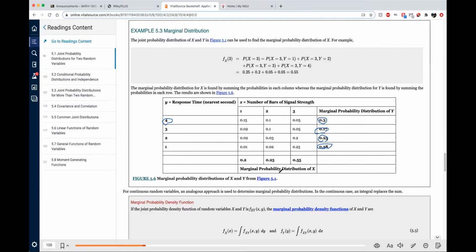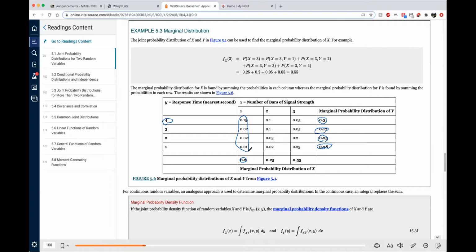And then 0.2 is the marginal PMF of x equals 1. So we add these values.